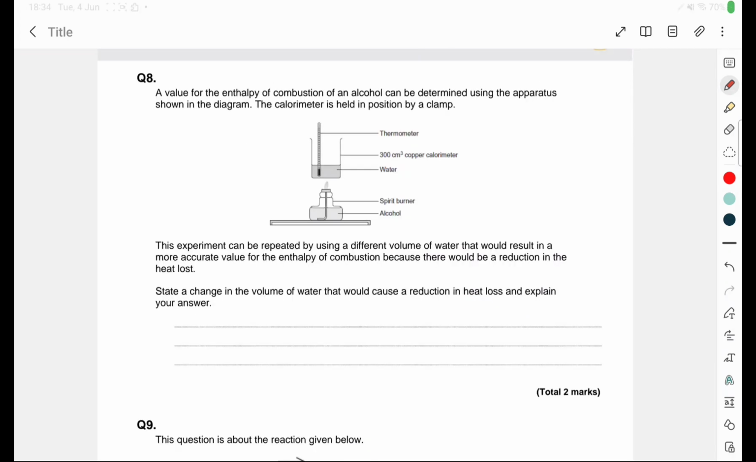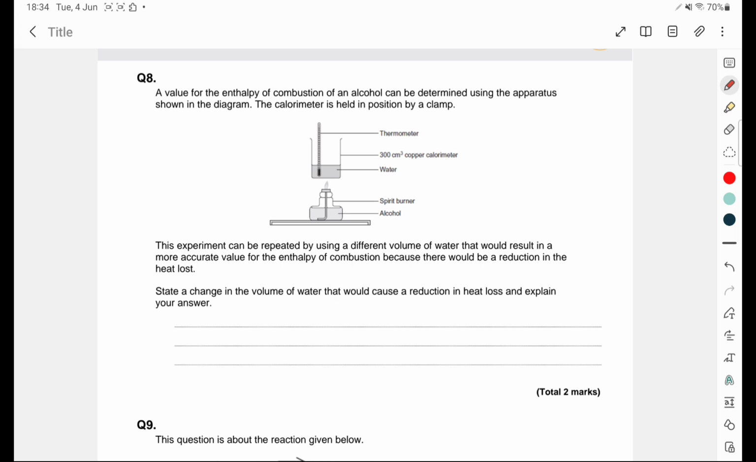Question 8 is a slightly strange question. It wants you to state the change in volume that would cause a reduction in the heat loss. But in order to do that, we have to think about why heat loss occurs. Heat loss happens when there is a difference in temperature between 2 different areas. So in this case, if the water is significantly hotter than the surrounding areas, then heat will move from the water to those surrounding areas. The larger the difference in these two temperatures, the larger the amount of heat loss is going to be.